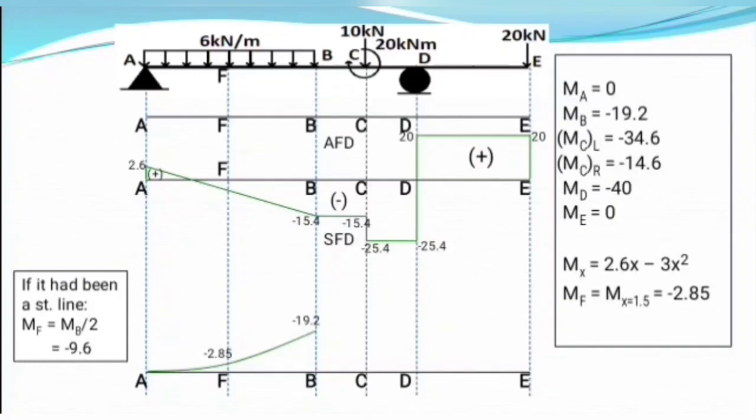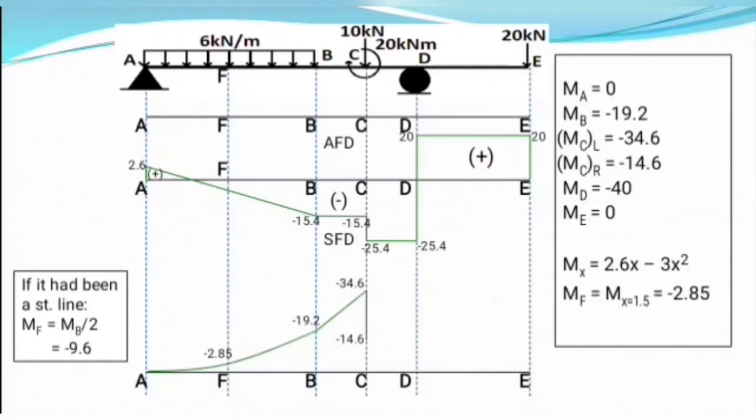Now the UDL portion is over, so we can continue just as in the case of SFD. What is the value of bending moment just left of C? It is minus 34.6. So we locate minus 34.6 and join it with the previous line at point B. It is minus 19.2 here, and just left of C it is minus 34.6. Now just right of C it is minus 14.6, so we locate minus 14.6 at point C and join it with our previous line.